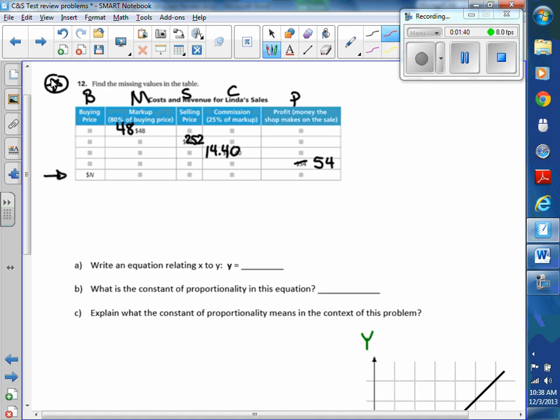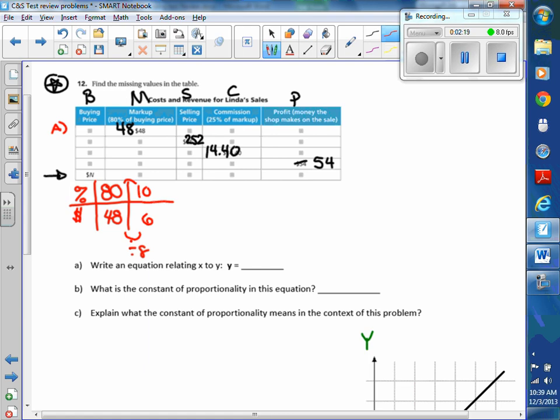In the first one, I'm going to just call this part A. In this first one, you know your markup is $48. So for part A, we know the markup is $48. And that's also the same as 80% of the buying price. So one way is to set up a ratio like that. This would allow you to get to 10%, because I could divide by 8 here. So that would give me a 10 here and a 6 there. Does that make sense?